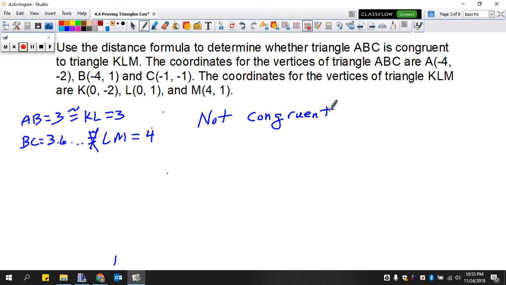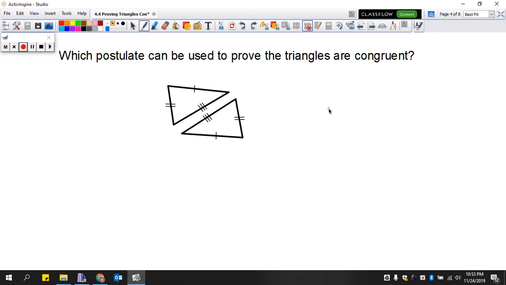All right, next one says, which postulate can be used to prove the triangles are congruent? Well, what are we given? What are we comparing? We're comparing sides. Side 1, side 2, and side 3 are all congruent, so we could use side, side, side, because that's what we're given in both triangles. All right.